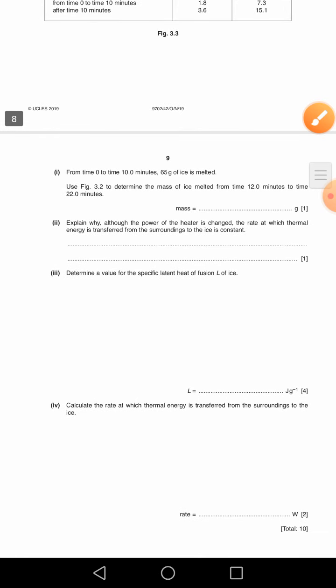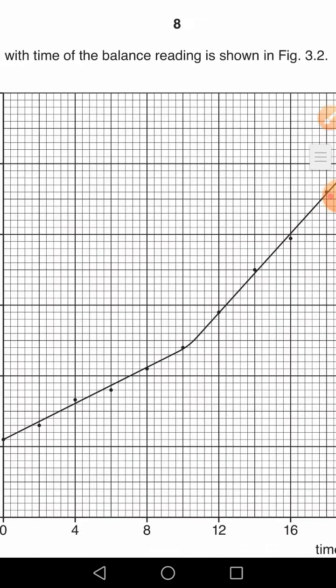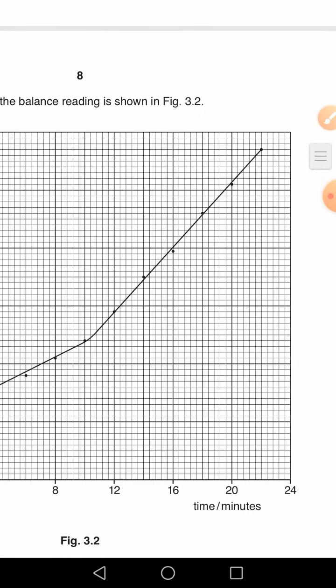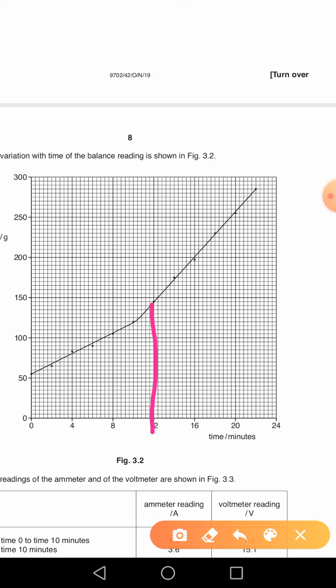Okay, so that's true. So use the diagram in 3.2 to determine the mass of ice melted from 12 minutes to 22 minutes. Okay, so that means they want us to start from here to 22 minutes. That means 2 more units, so we have to go 5 units. Okay.